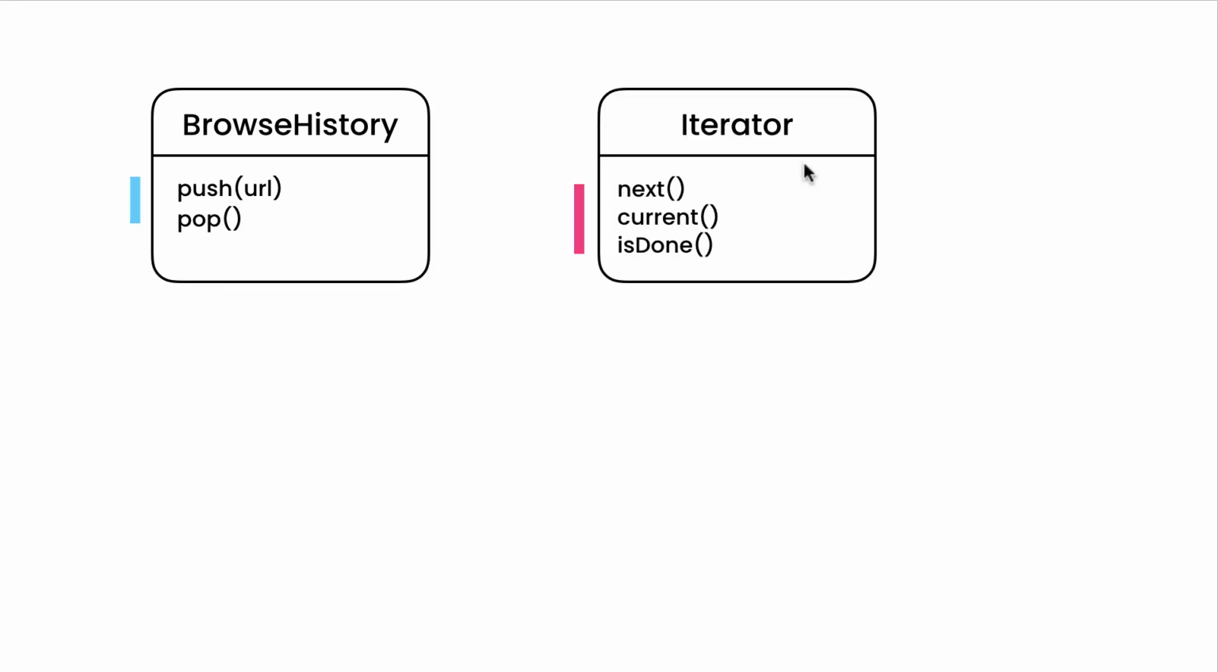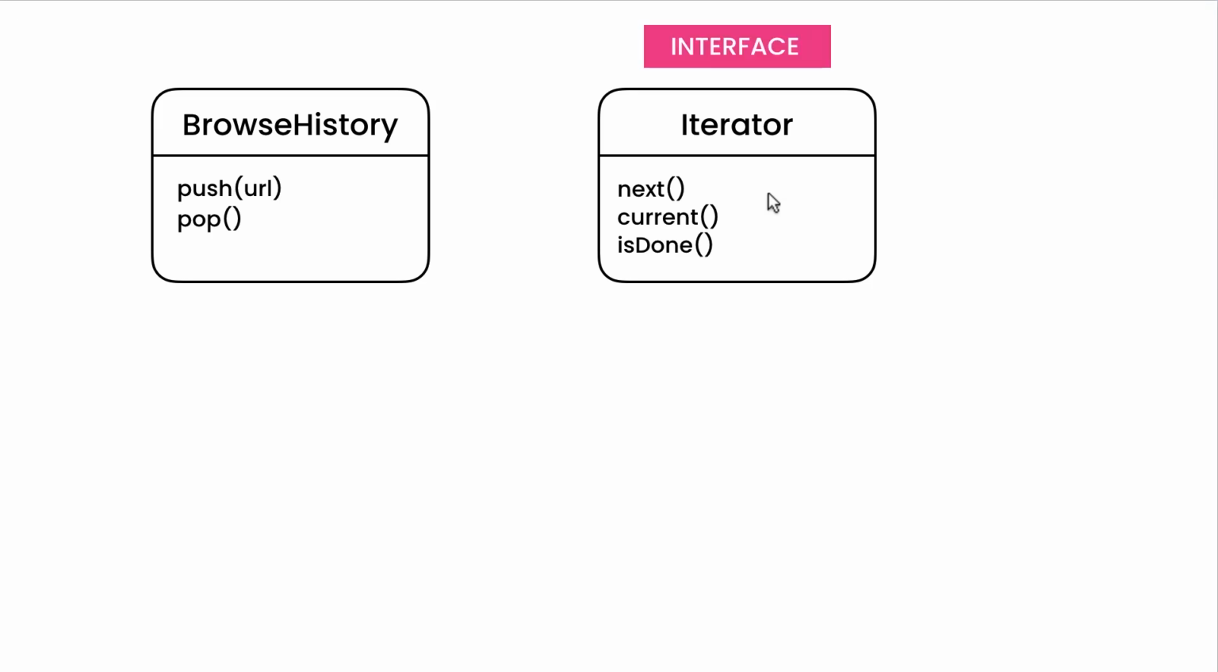So we can introduce a new class called Iterator, and this class knows how to iterate a browse history object. Now each class has a single responsibility. Beautiful. Now technically we need different types of iterators. For example, today we're using a list inside the browse history class. So we need a special iterator that knows how to iterate over a list object. Tomorrow we replace that list with an array. So we should create a new iterator that knows how to iterate over an array.